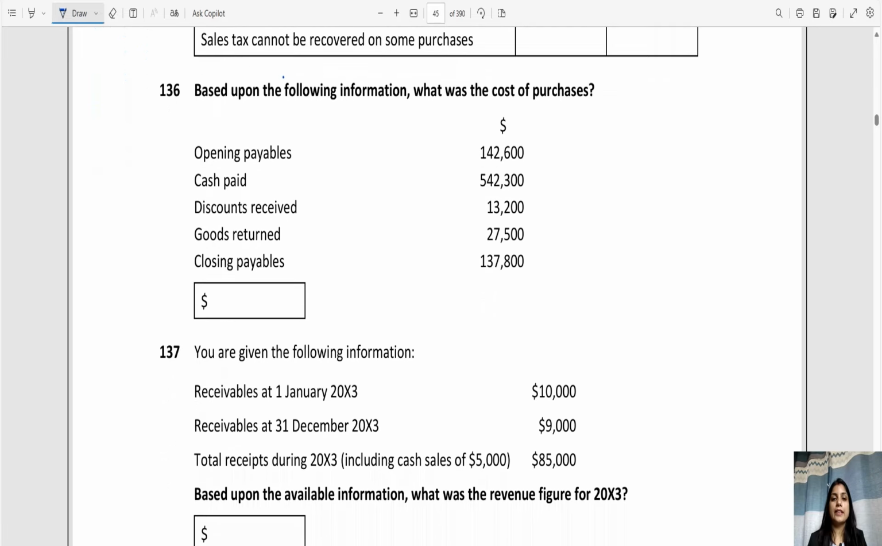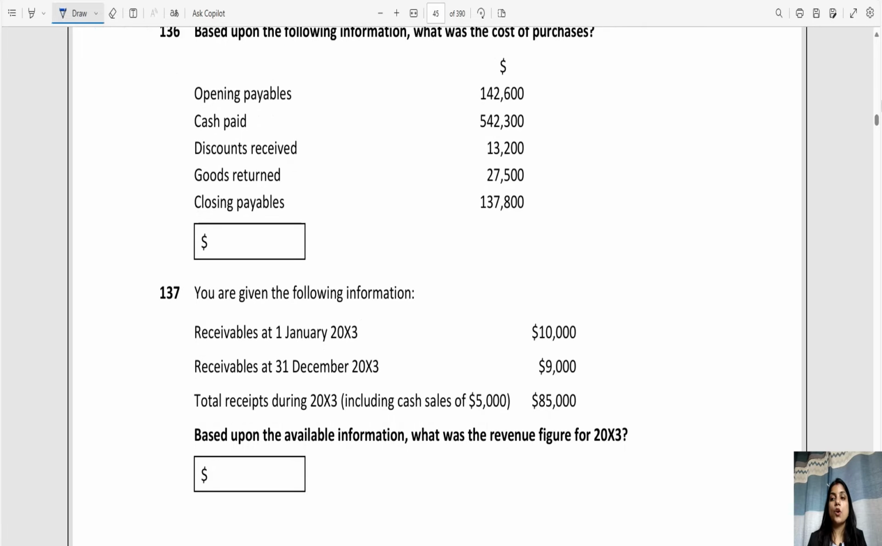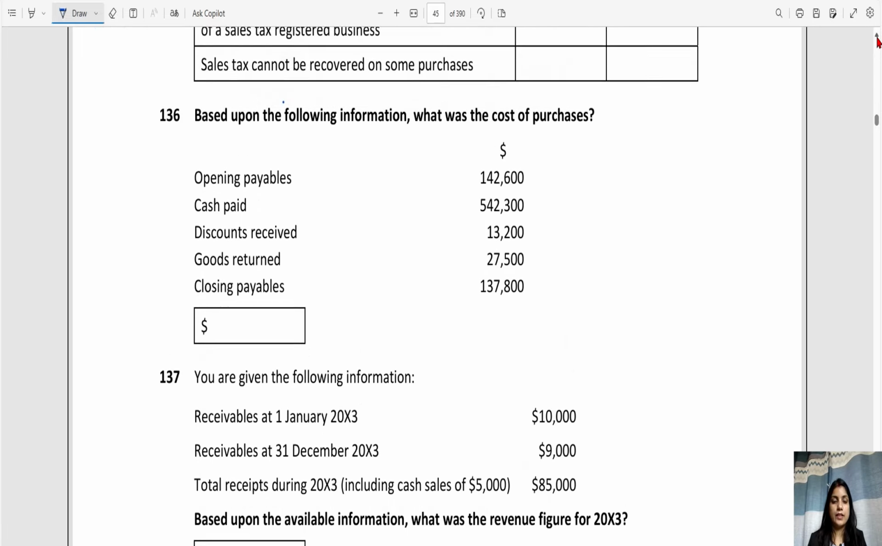Okay, so next, question 136. What the question says, based upon the following information, what is the cost of purchase?